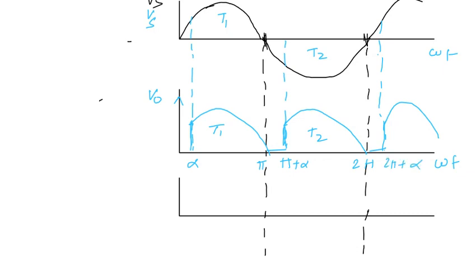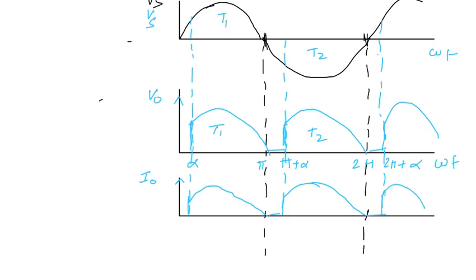What about the load current I naught? As you know, it is a resistive load, so the waveform will not change. I have already discussed in the single-phase half controlled rectifier how the diagrams will affect your loads. So the shape of the waveform will not change.